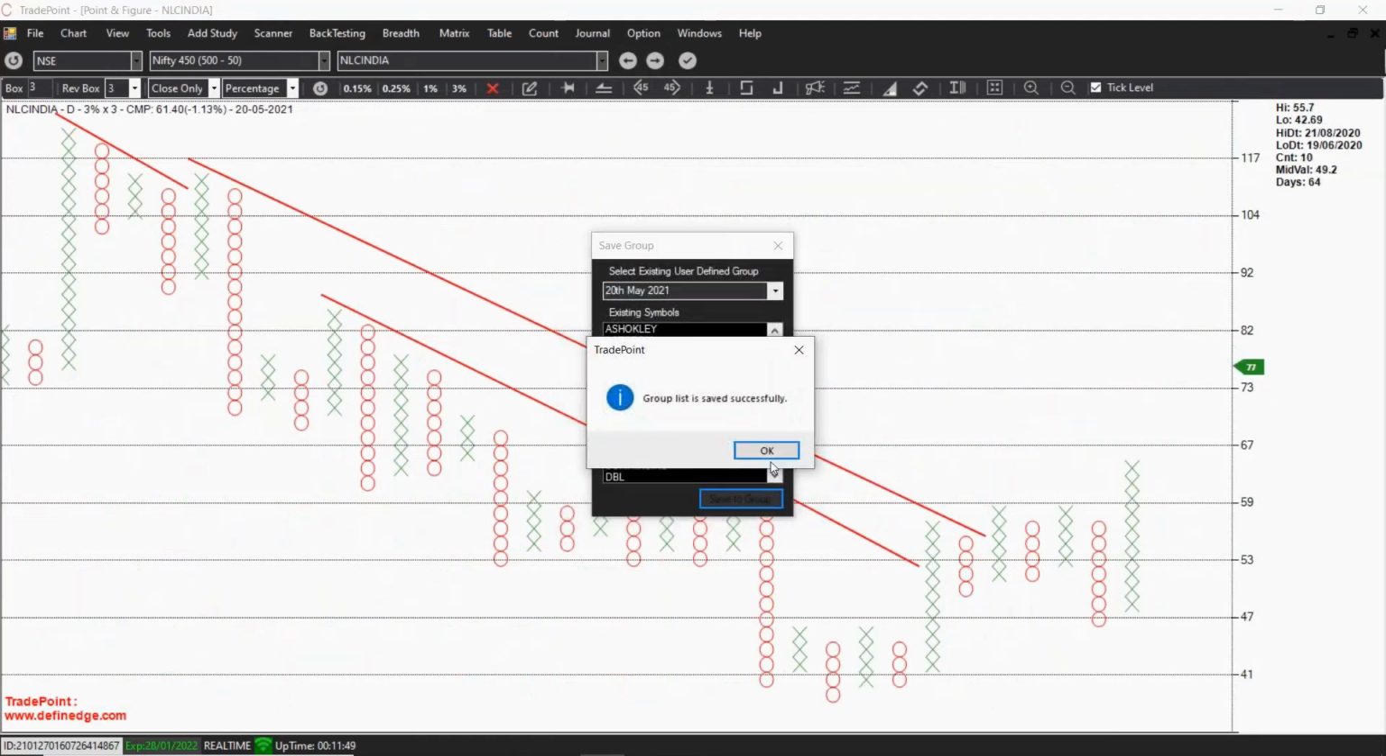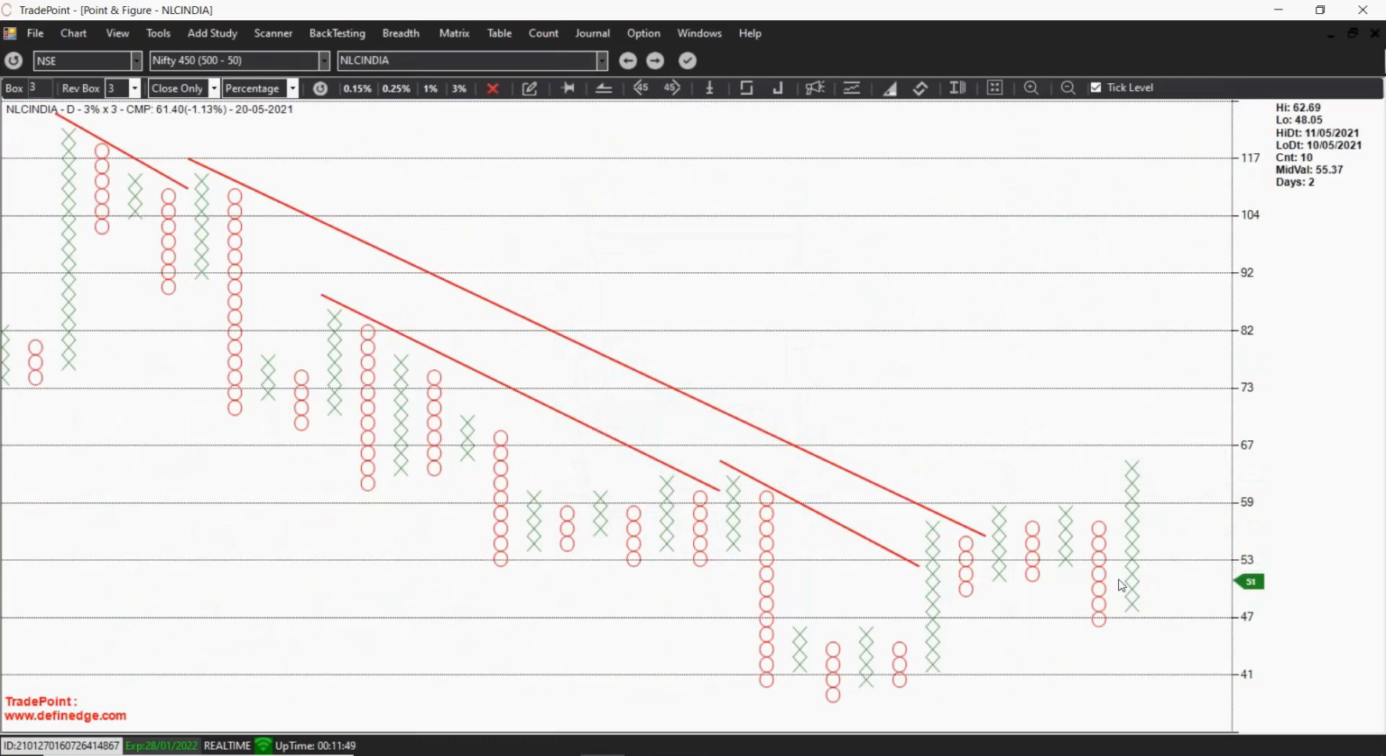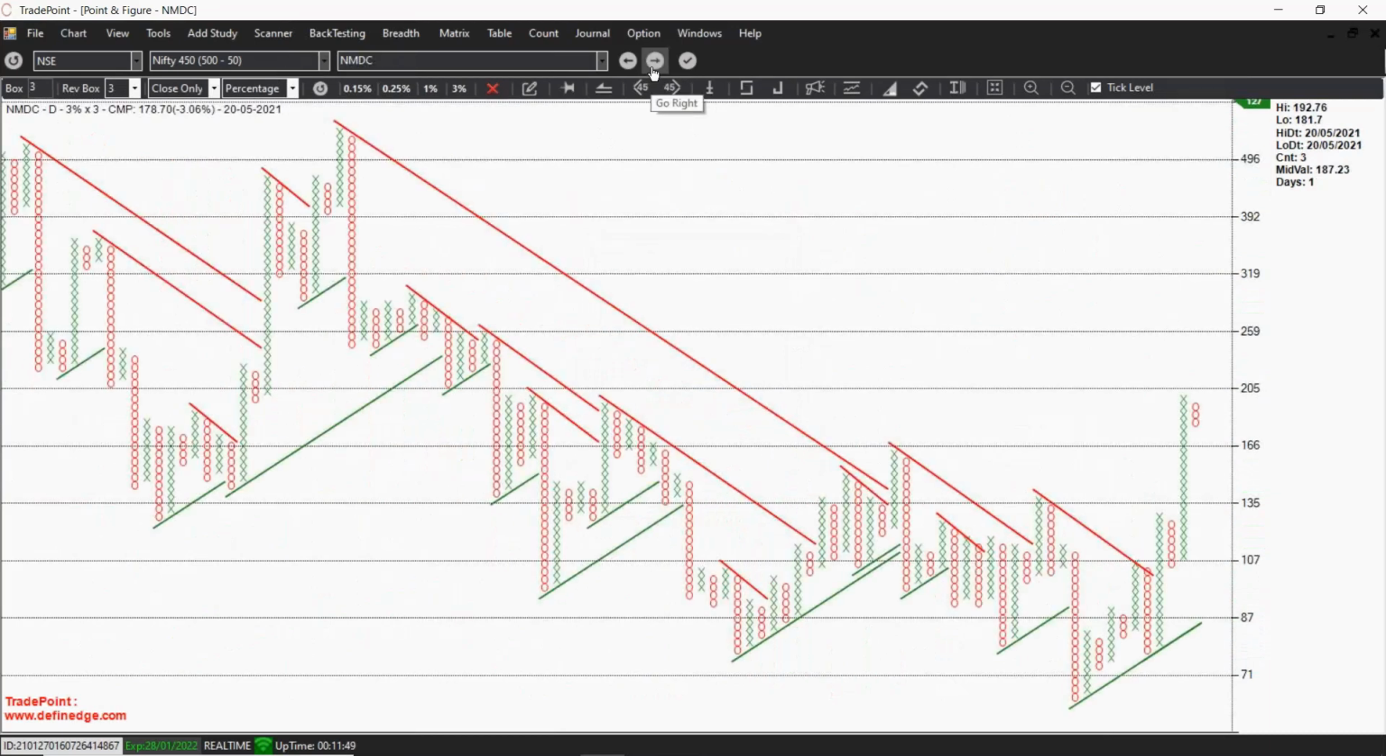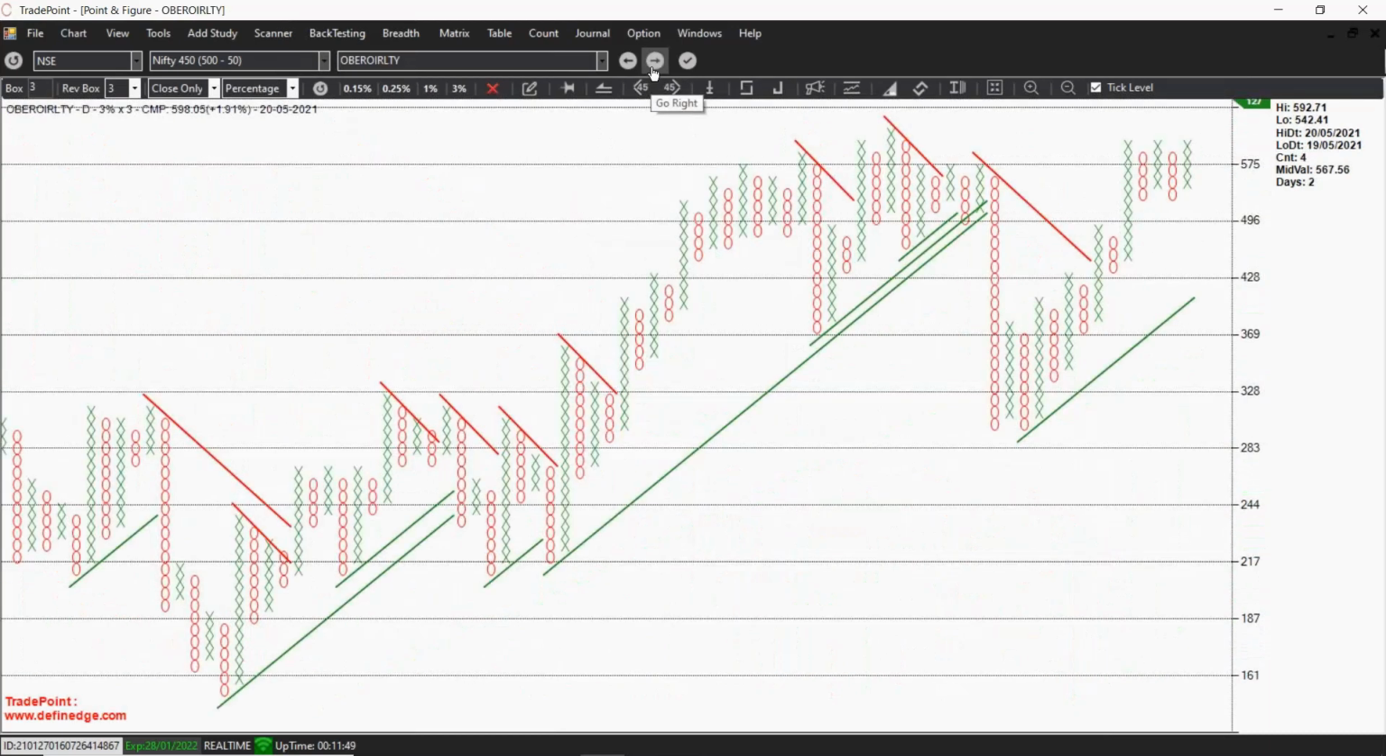Same thing. So now we are adding a stock which is actually forming an important bottom. I'll also explain how to trade them.